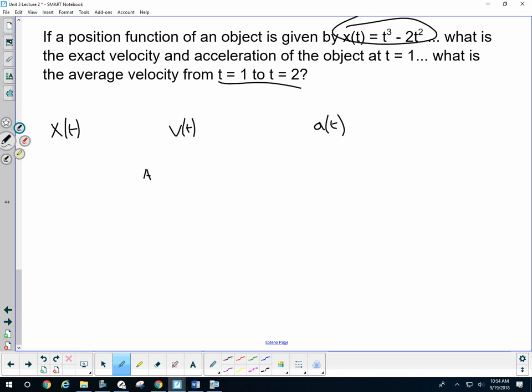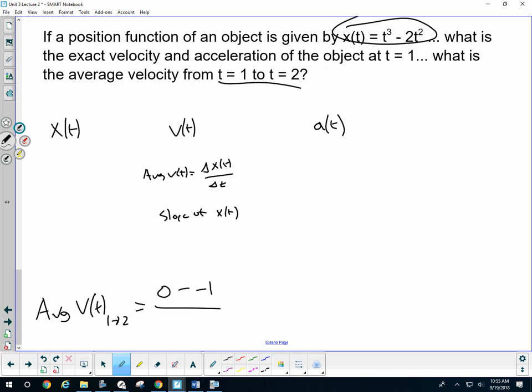Well, we know that the average velocity is just the change in my position over the change in time. And that's just slope of position. Okay, so let's go ahead and find my average velocity from 1 to 2. I'll find my position at time 2. So that's 8 minus 8, which is 0. Minus my position at time 1. 1 minus 2 is negative 1 over 2 minus 1. So I get an average velocity of 1.